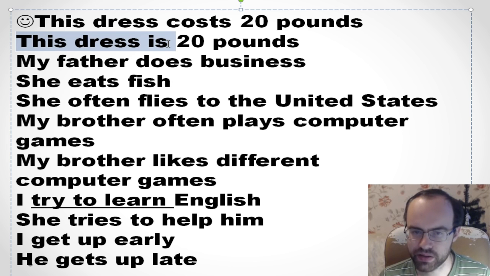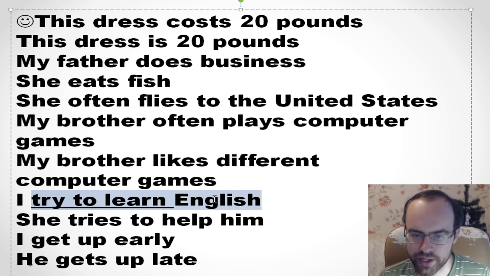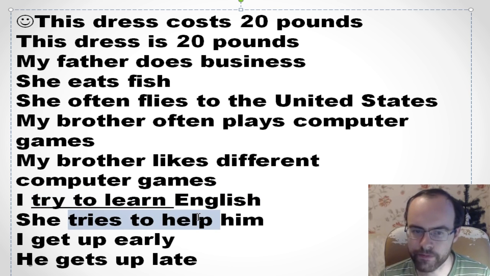My father does business. She eats fish. She often flies to the United States. My brother often plays computer games. My brother likes different computer games. I tried to learn English. I think that you know this rule: if you have two verbs, you put to between them. So, I tried to learn English. She tries to help him. We put to between these two verbs, try and help.